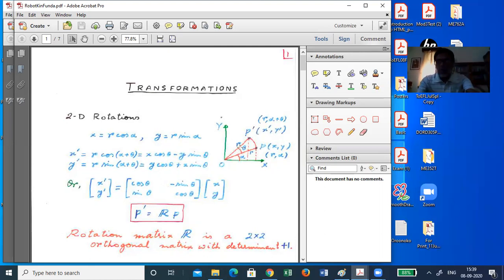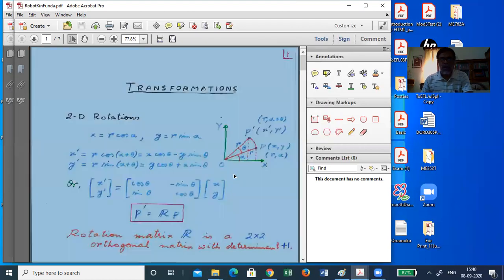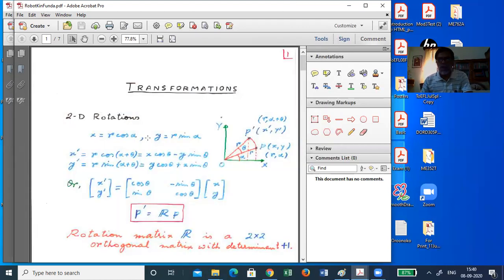I think I should use this because otherwise the mouse pointer is not working very well. So with this, it will be perhaps better.